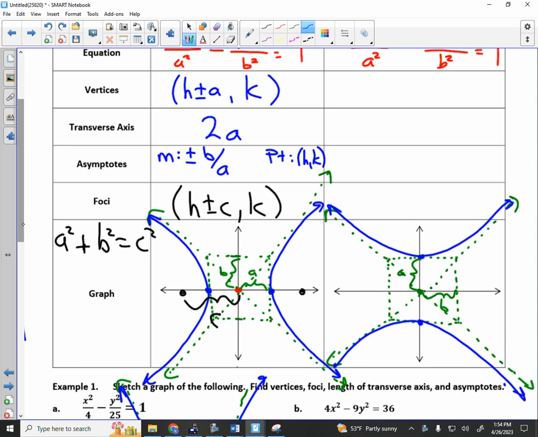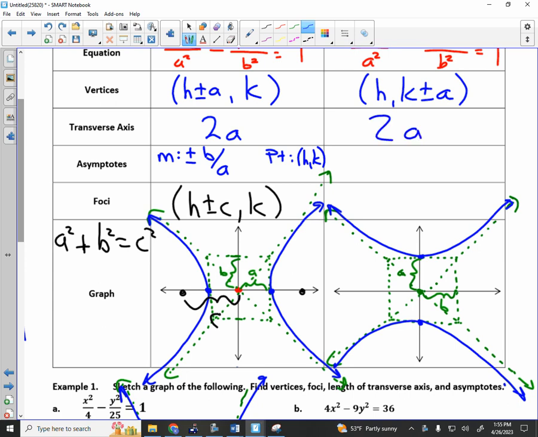Okay, the vertices. From the center, I move up and down how many units? A units. Does that change the x value or the y value of the center? The y. So therefore, it will be h, and it'll be k plus or minus a. The length of the transverse axis is the distance from the vertex to the vertex, which is 2a.